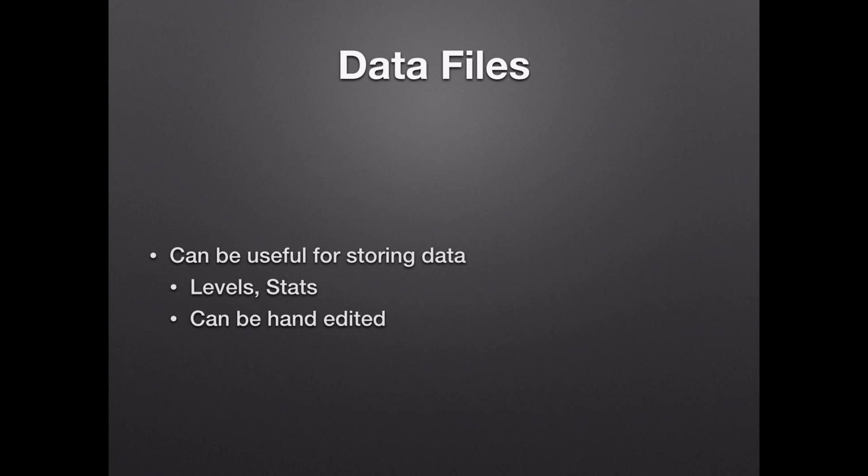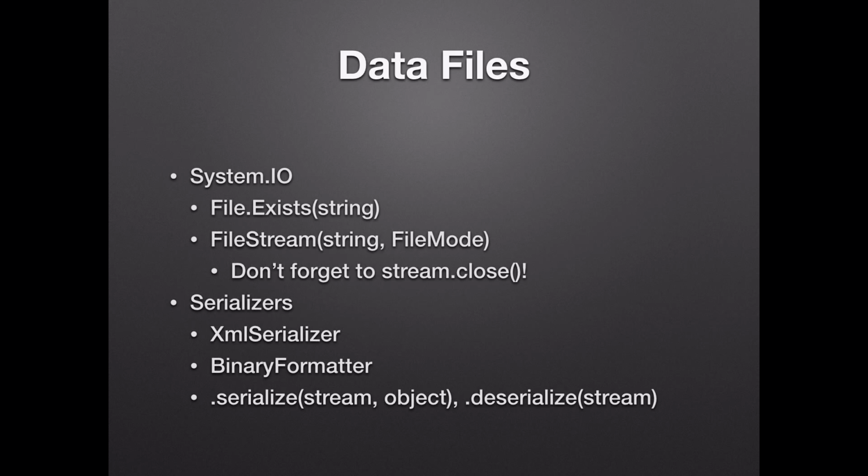So the main things that we'll be working with here are going to be system.io and several of the serializers that come with C#. Again, this is all actually C#, but it's useful, so I figured I'd touch on it at least. Useful functions are File.Exists, which will tell you whether or not a file exists.